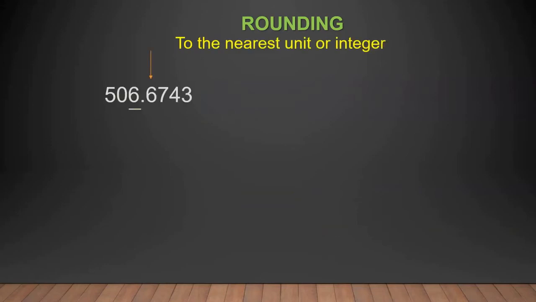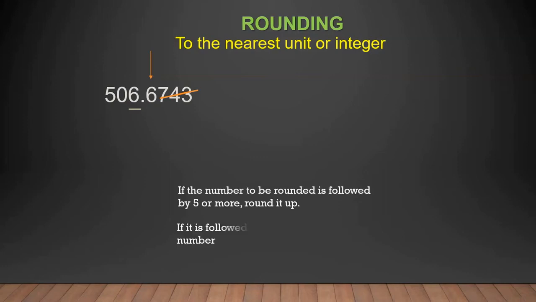So we have another example here, which is 506.6743. 6 is in the units place and is followed by 6. So we just ignore the other numbers because we are only interested in the number straight after the units. If the number to be rounded is followed by 5 or more, we round it up. And if it's followed by 4 or less, you keep the number. 6 is followed by another 6, and 6 is greater than 5. So we round off 6 to 507.